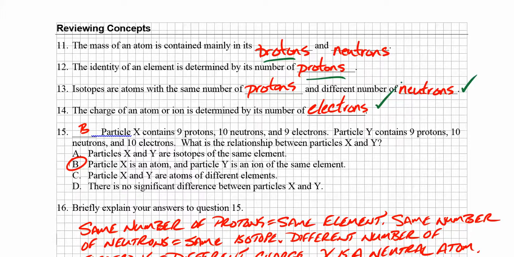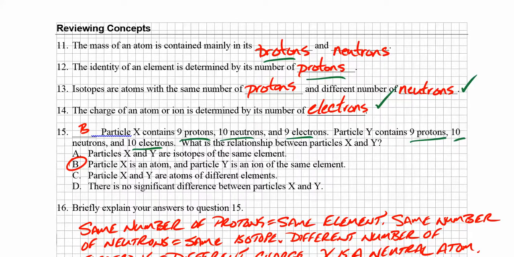Let's look at number 15. Particle X contains 9 protons, 10 neutrons, and 9 electrons. Particle Y contains 9 protons, 10 neutrons, and 10 electrons. What is the relationship between particles X and Y? So we're told to look at these options and determine which one.